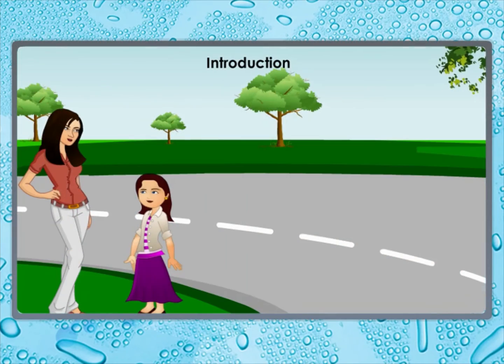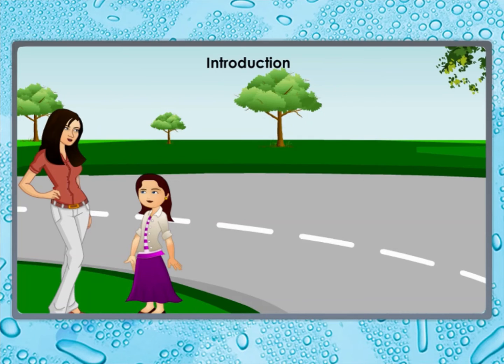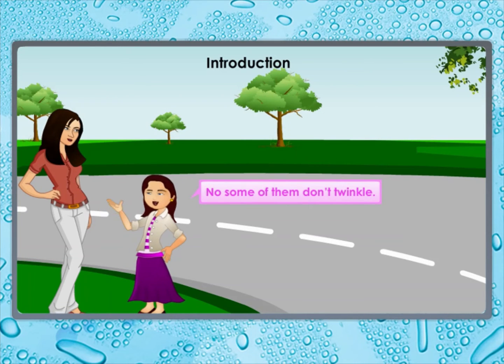Introduction. Sheila went to her cousin's home for a vacation. After dinner, they came out for a walk. Look at the sky on a dark, clear night. You see the entire sky dotted with countless stars, some bright and some not so bright. Observe them carefully. Do all of them appear to twinkle? No, some of them don't twinkle.